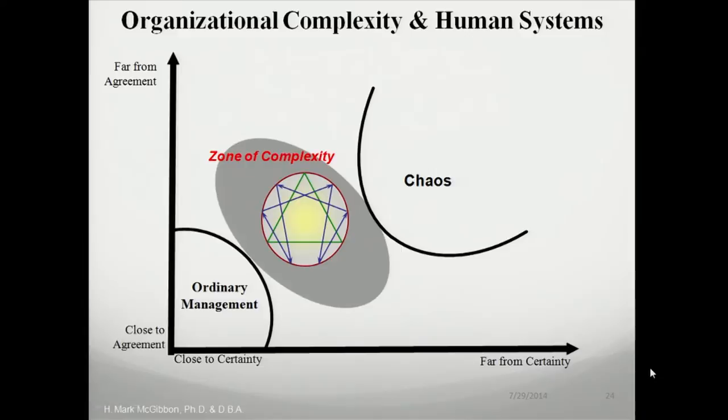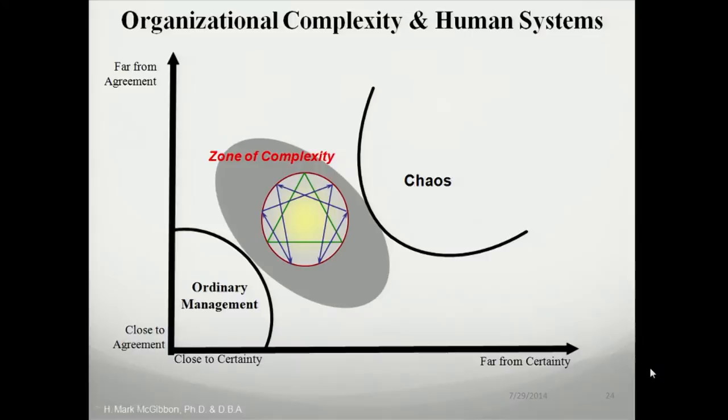This is a picture worth a thousand words. As we can tell, if we go down to the bottom left side, ordinary management, we have the XY axis. On the X axis, we have close to certainty. So we go in, we do our job, we have a process that's down, it doesn't need much change at all, if any. And then we're all close to agreement because there is no ambiguity in the process. In business, we call that a place we don't want to be, because it's death. You're near death. And most businesses in America and around the world are market driven, and if we don't follow the market, we die. So change or die.